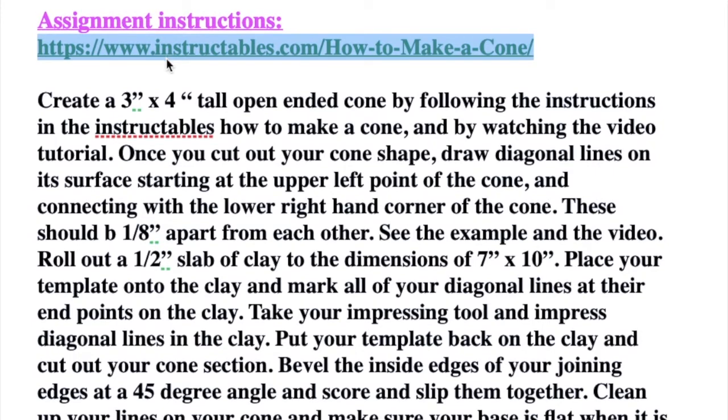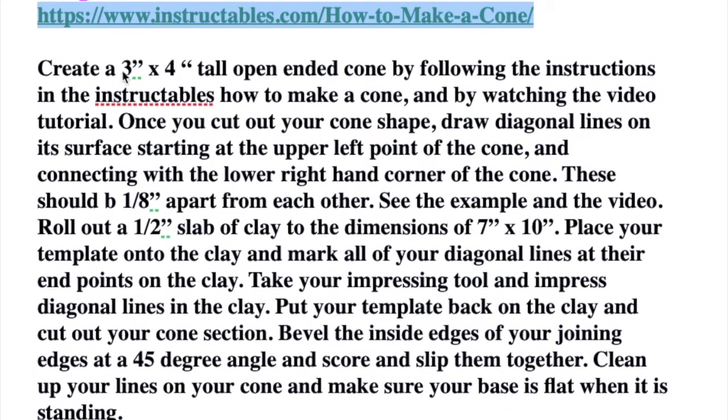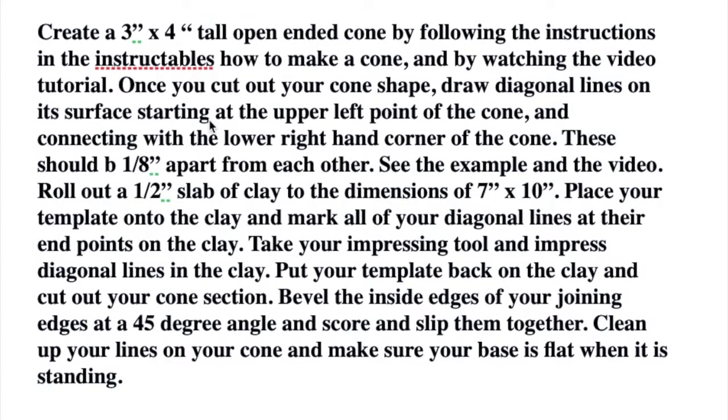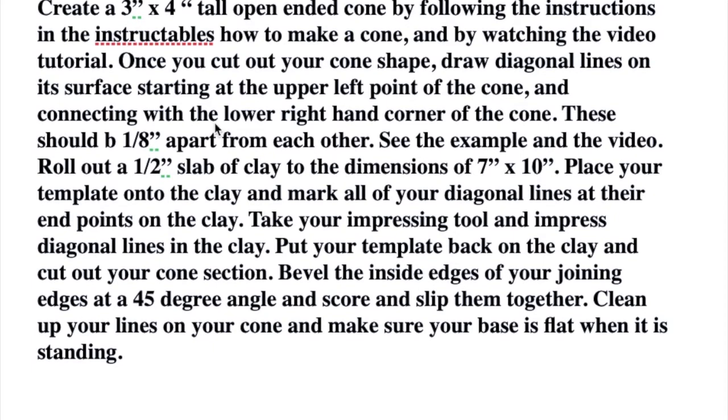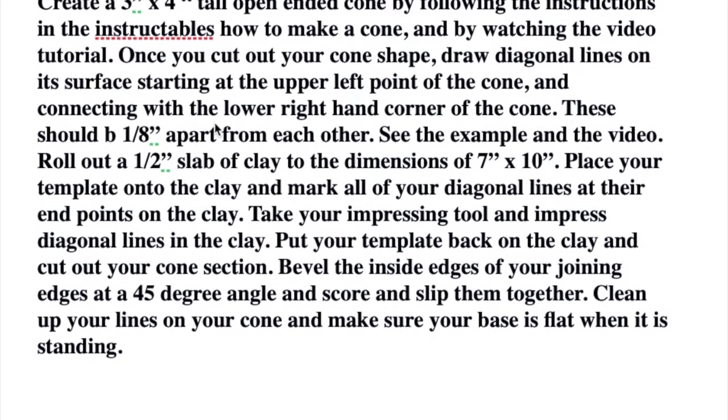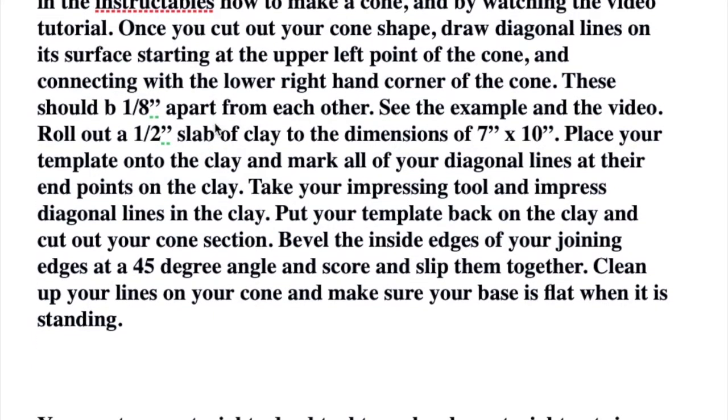All right, so you're going to create a 3-inch by 4-inch tall open-ended cone by following the instructions in the Instructables, how to make a cone, and by watching the video tutorial. Once you cut out your cone shape, draw diagonal lines on its surface, starting at the upper left point of the cone and connecting with the lower right-hand corner of the cone. These should be 1/8 inch apart from each other. See the example and the video.